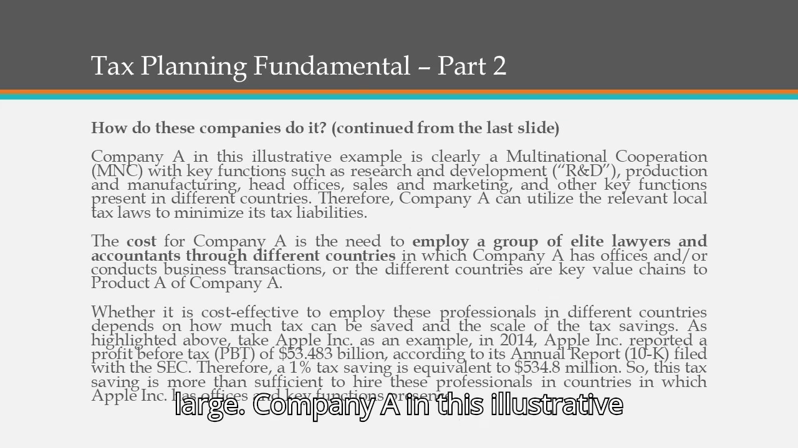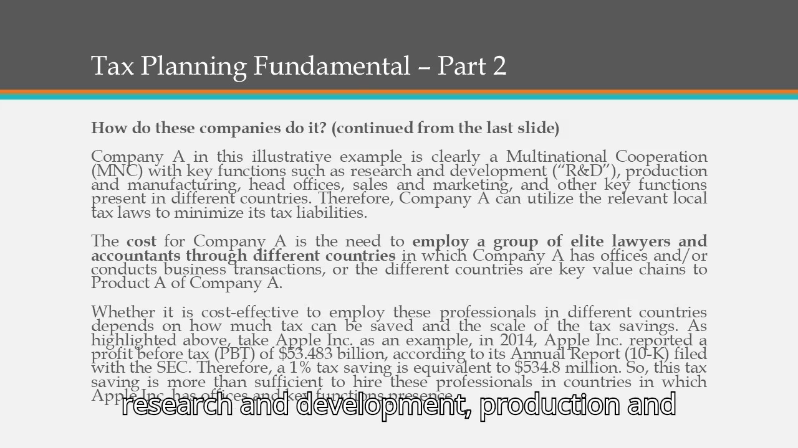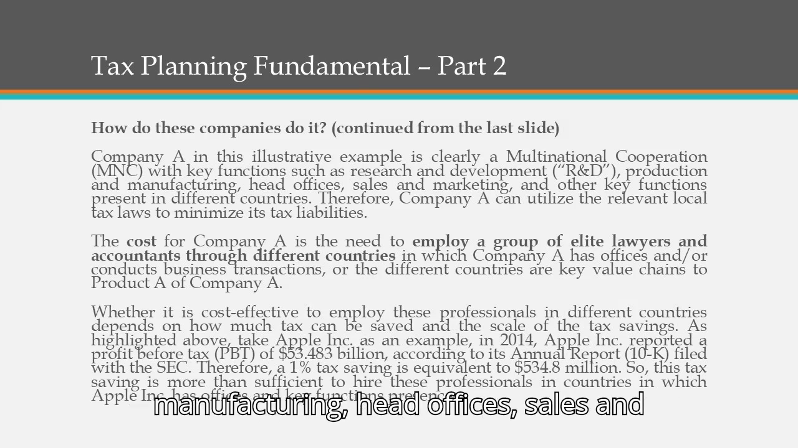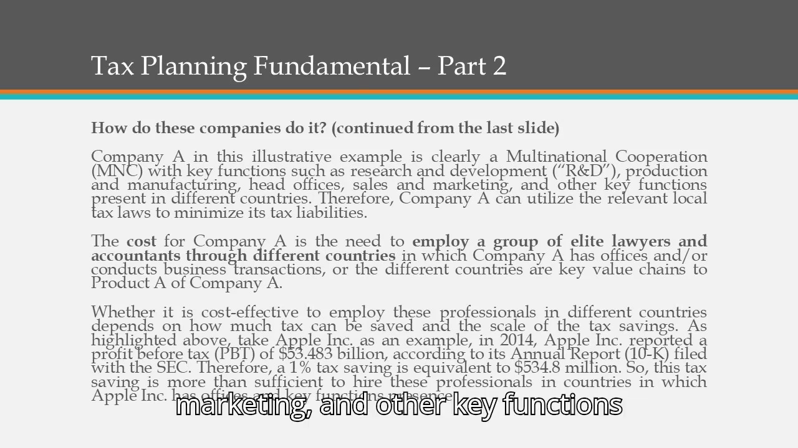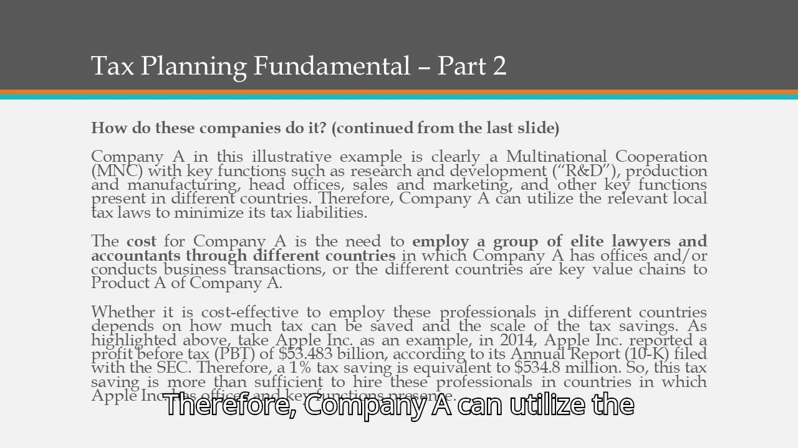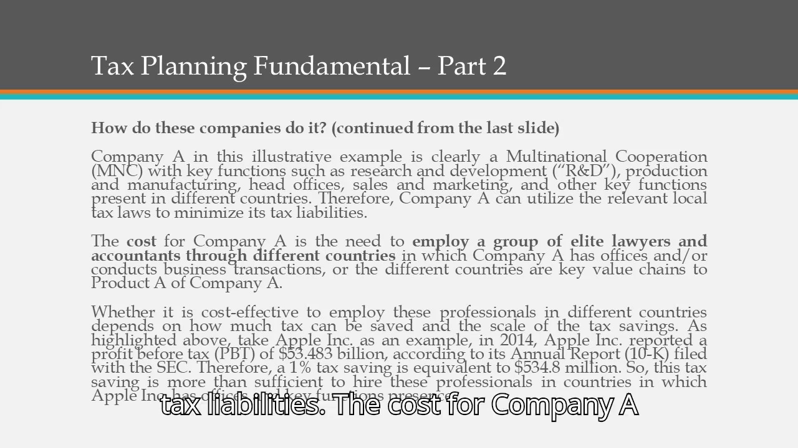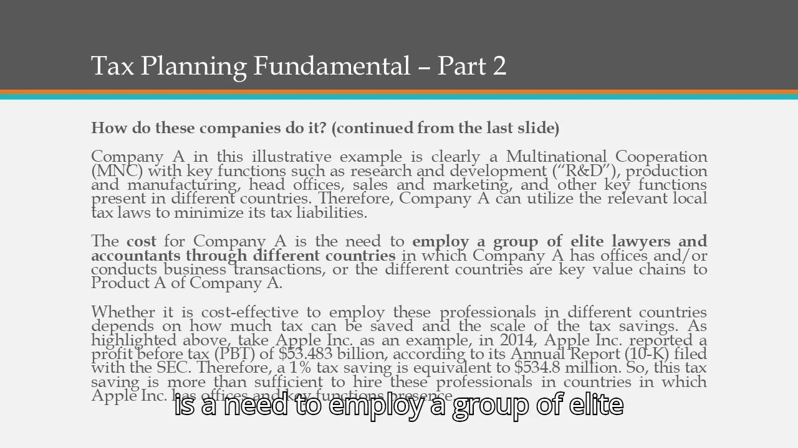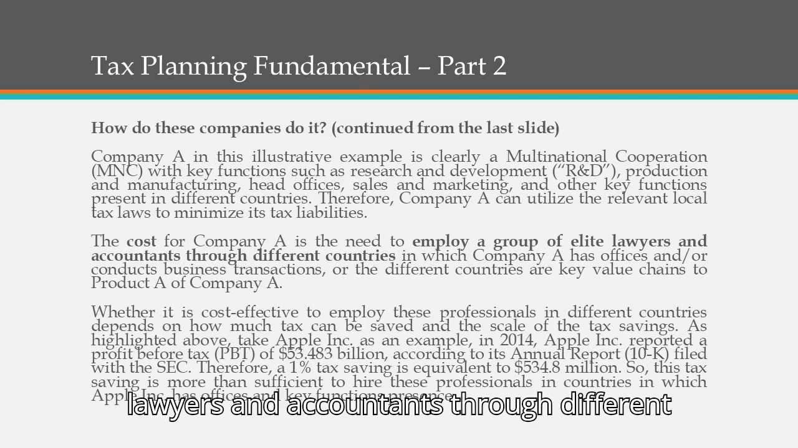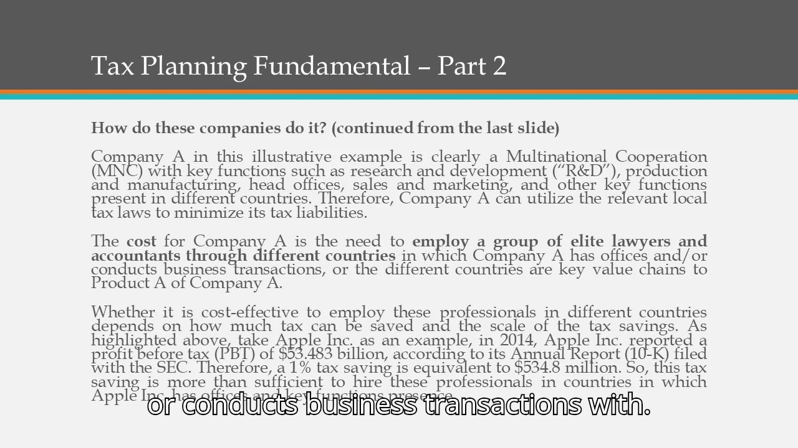Company A in this illustrative example is clearly a multinational corporation with key functions such as research and development, production and manufacturing, head offices, sales and marketing, and other key functions present in different countries. Therefore, Company A can utilize the relevant local tax laws to minimize its tax liabilities. The cost for Company A is a need to employ a group of elite lawyers and accountants in different countries in which Company A has offices or conducts business transactions.